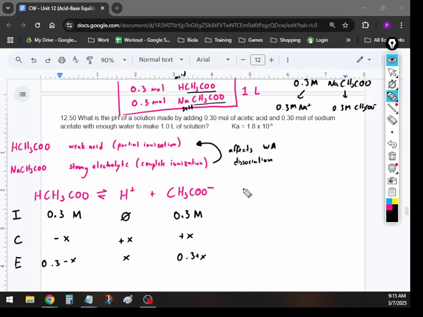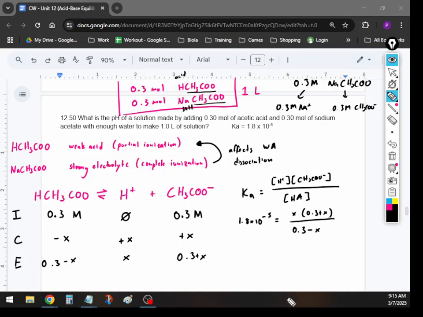Okay, so this is where we have to solve for X using Ka. So Ka is equal to the concentration of H plus times the concentration of the acetate divided by the concentration of our acid. I'm not going to write all that, I'm just going to write HA. Alright, so let's plug in our values. Ka is going to be 1.8 times 10 to the negative 5 equals X on the top times 0.3 plus X divided by 0.3 minus X on the bottom.